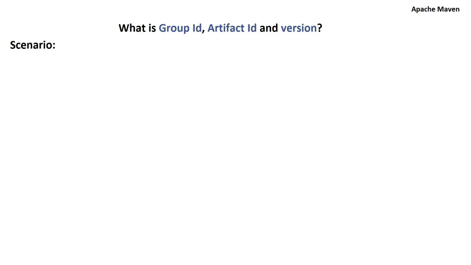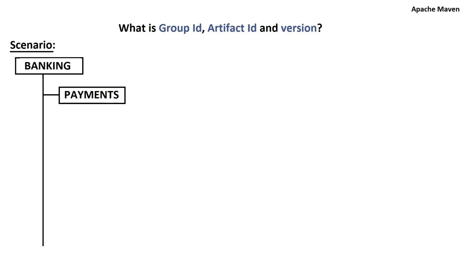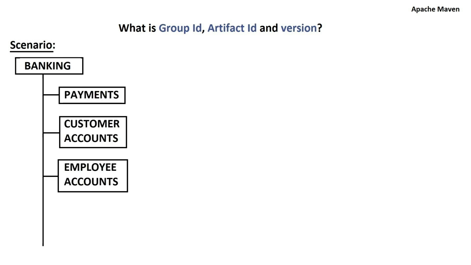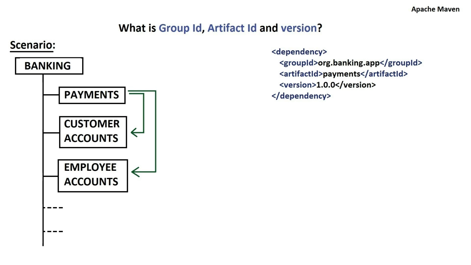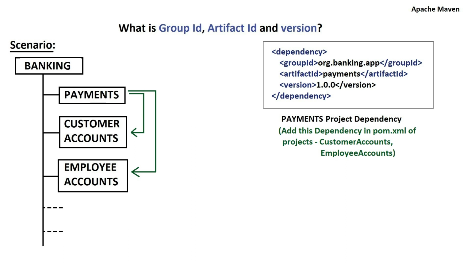Let's consider a scenario of the banking group, with the projects of payments, customer accounts, employee accounts, and so on. Now, I want to use the payments project code in the customer accounts project, and in the employee accounts project. This is the way we write the dependency tag with group ID, artifact and version, and we add it to the pom.xml of the customer accounts and employee accounts projects, so that the payments project code can be used in both. That's it.